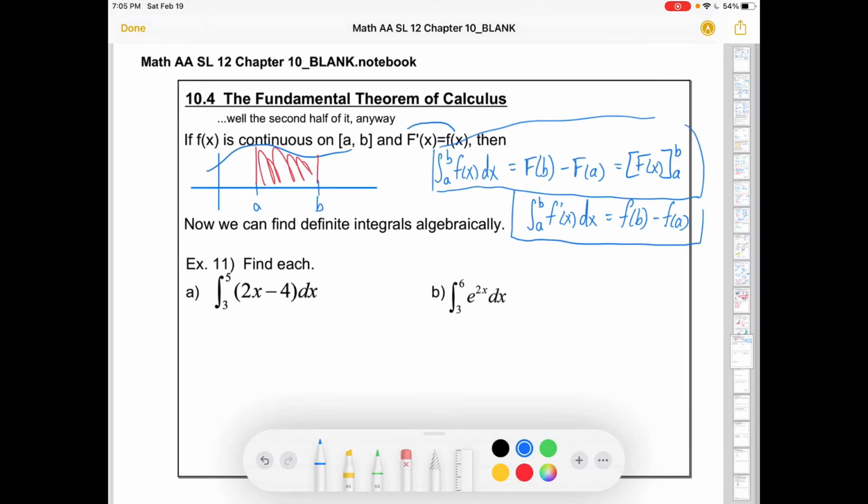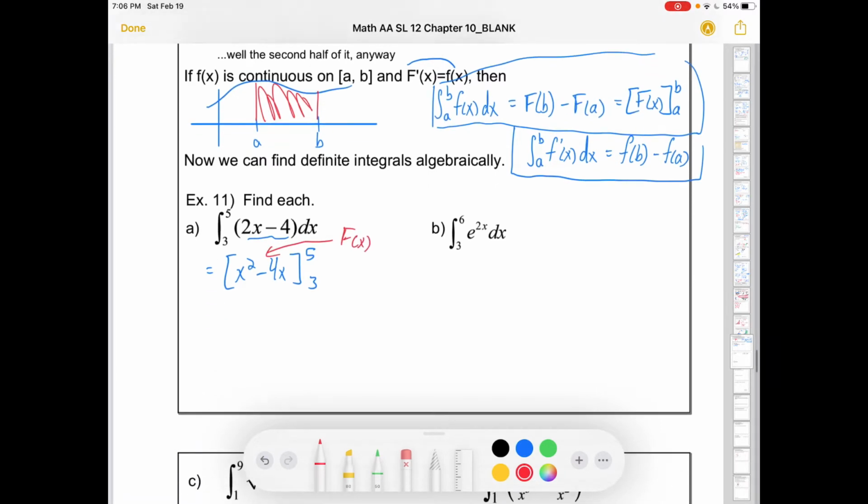So that's pretty mind-blowing. But actually using it is not that difficult. Essentially all we have to do is find the antiderivative of whatever's here. In this case, that's not hard. That's x squared minus 4x. And I'm going to use this notation and keep the 5 and 3. There is our big F, our antiderivative. And if I want to work this thing out, then all I have to do is do the antiderivative at 5 minus the antiderivative at 3.